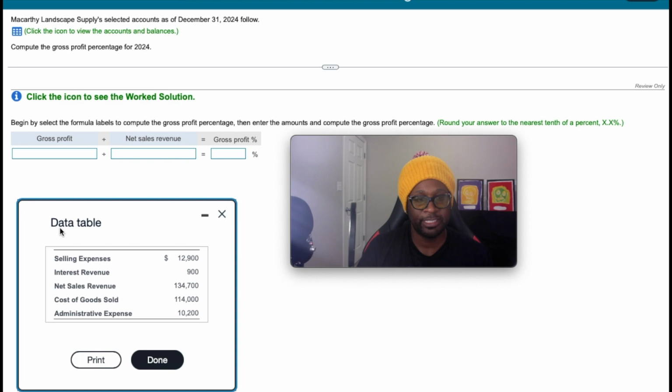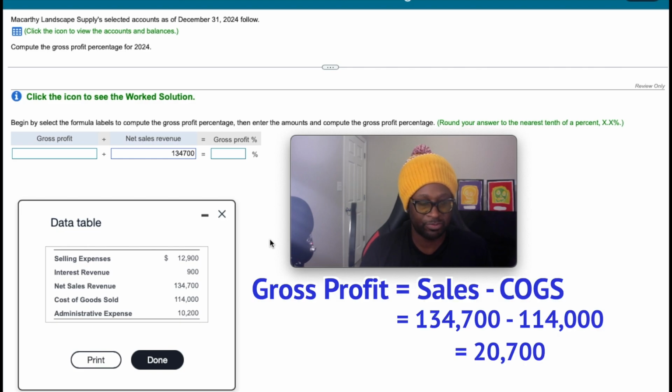Based on what the table is giving us, we see our net sales revenue is $134,700. So let's input that. In order for us to calculate our gross profit, we must take our net sales revenue and subtract our cost of goods sold, which is $114,000, thus giving us a gross profit amount of $20,700.